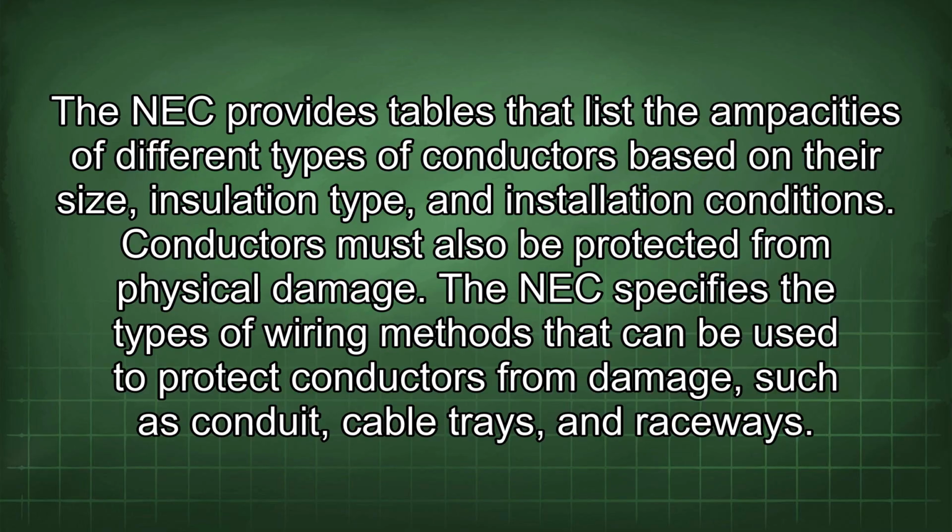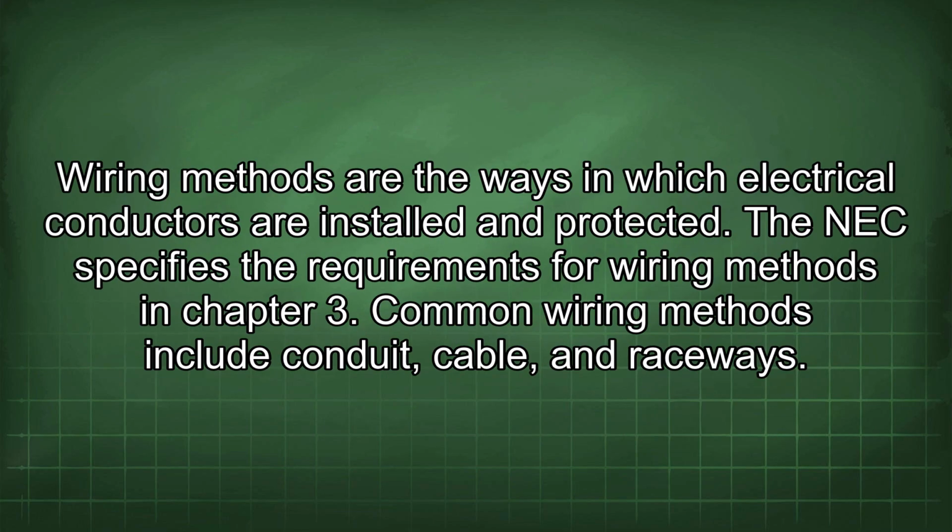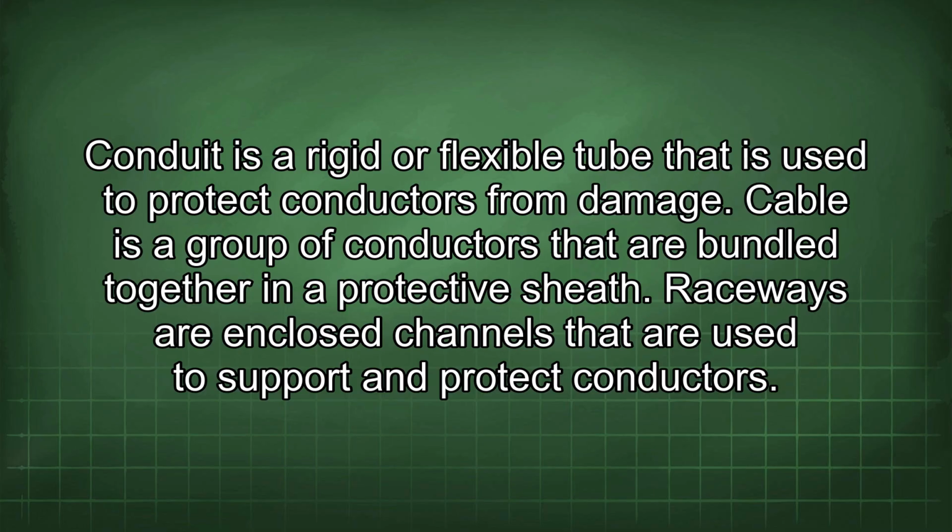The NEC specifies the types of wiring methods that can be used to protect conductors from damage, such as conduit, cable trays, and raceways. Wiring methods are the ways in which electrical conductors are installed and protected. The NEC specifies the requirements for wiring methods in Chapter 3. Common wiring methods include conduit, cable, and raceways. Conduit is a rigid or flexible tube that is used to protect conductors from damage. Cable is a group of conductors that are bundled together in a protective sheath. Raceways are enclosed channels that are used to support and protect conductors.